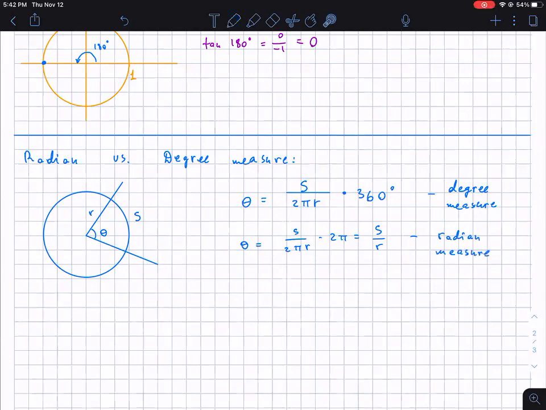Radian measure is a lot more natural because notice that you have cancellation of 2 pi, so you just have s over r. You don't have any degrees. The reason it's more natural is that s is a length and r is a length. So the units of s over r, or of angle theta, are dimensionless, so there are no units. Here, the units are degrees. If your units are degrees, you cannot do arithmetical operations on theta.